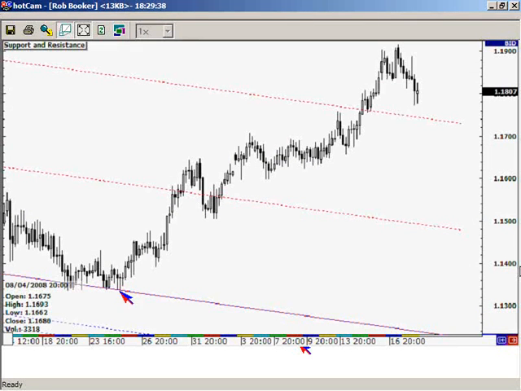But on the Australian dollar to the New Zealand dollar, on the four-hour chart, I simply want to draw a trend line. And I'm going to color it blue. It's our steepest trend line that we can draw.